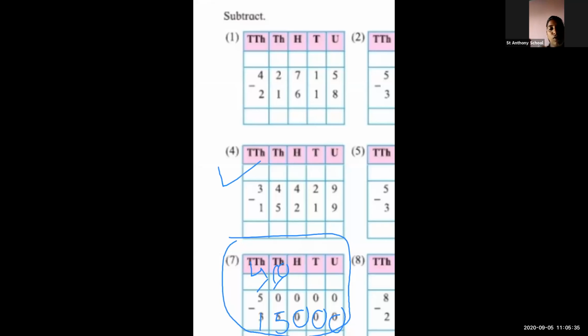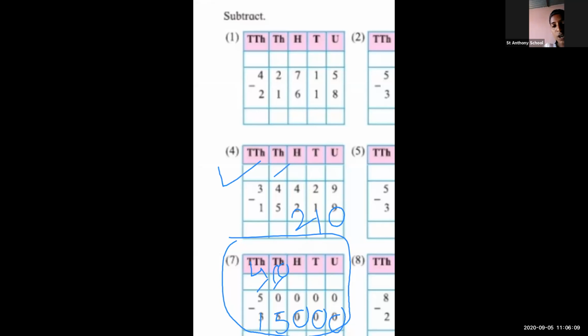Now go to the 4th number sum. 9 minus 9, 0 will come. 2 minus 1 is 1. 4 minus 2, you want to count yourself. 4 minus 2, your answer is 2. 4 minus 5, is it possible? No, because 4 is a small number and 5 is a bigger number.